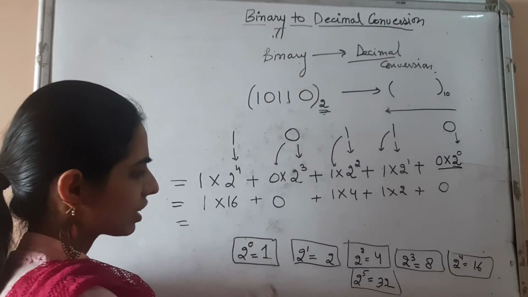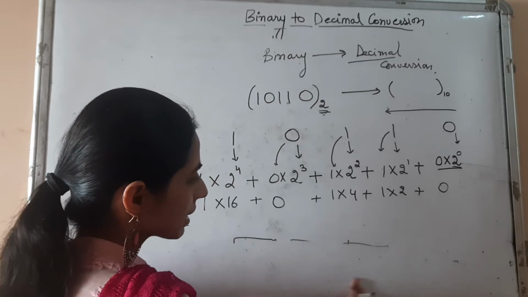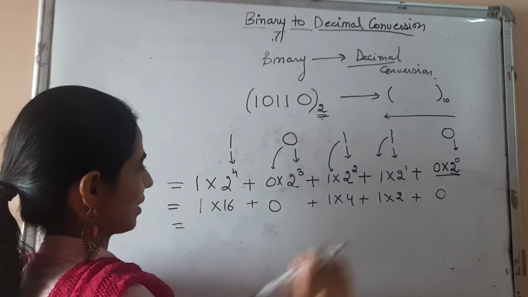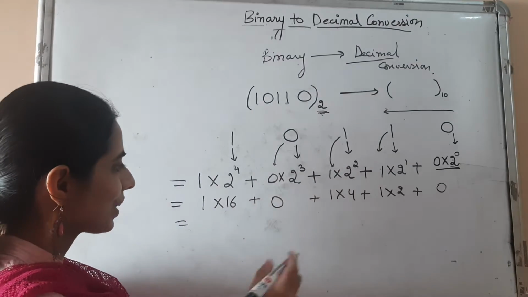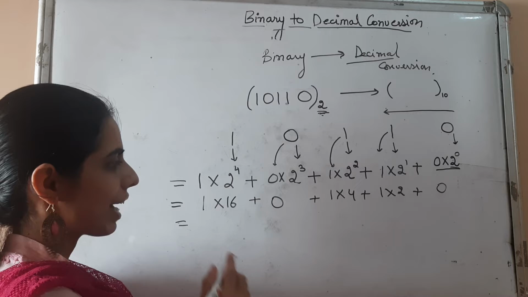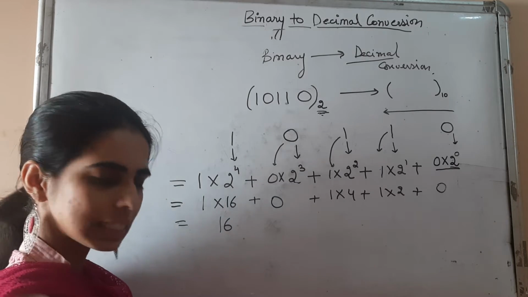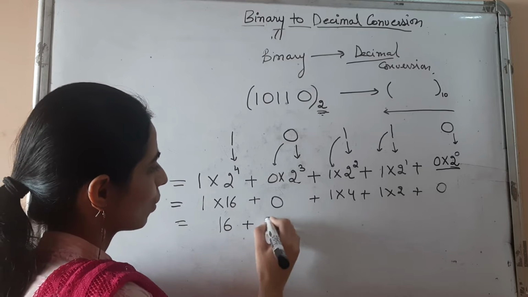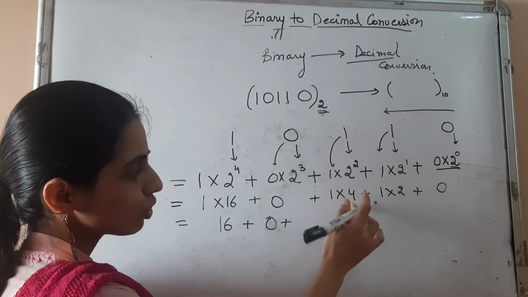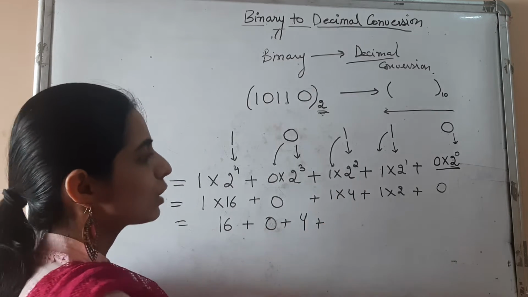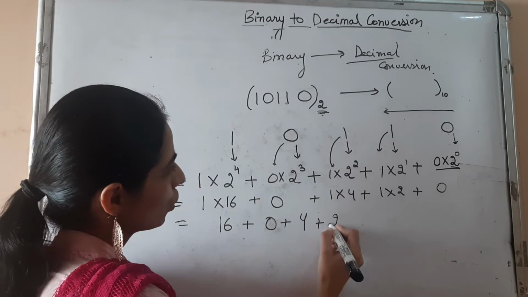Okay, now the powers work is done, so let's rub it. Now we are going to quickly multiply and add fast. 1 into 16, we know it is 16, plus 0 we have here. 1 into 4, children, it is 4, plus 1 into 2 is 2.